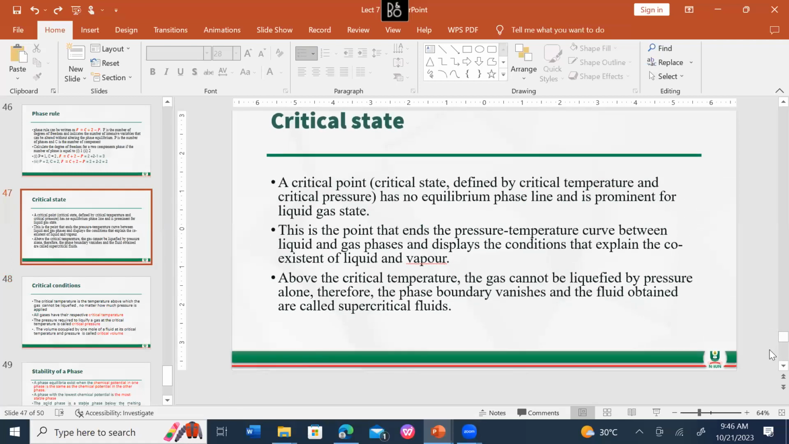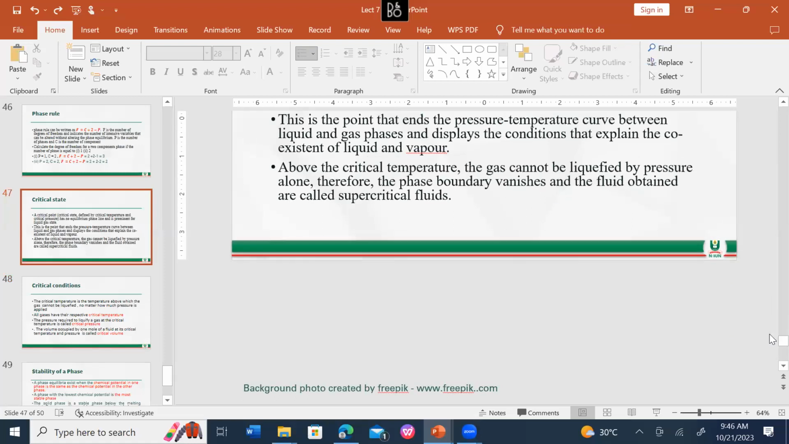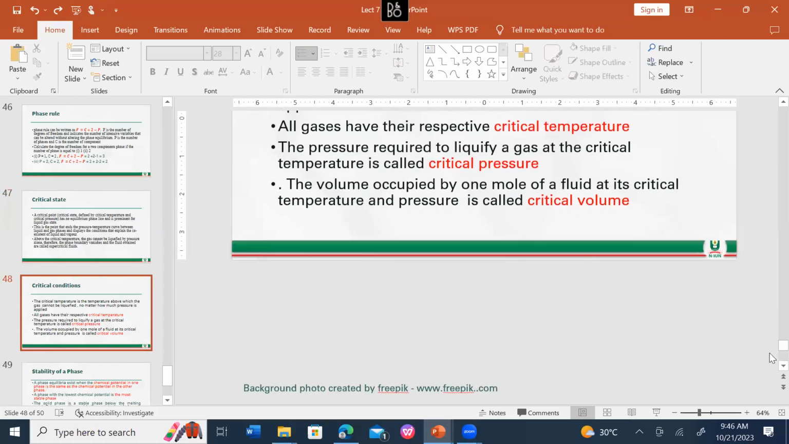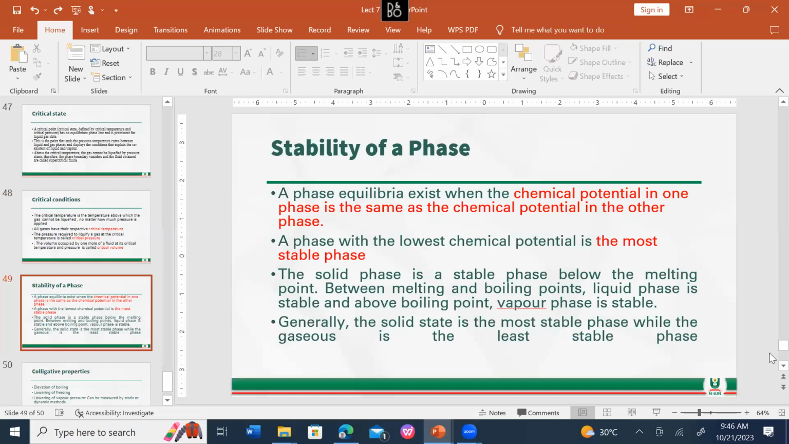So now, still on critical state, we can look at the stability of a phase. What makes a phase stable? A phase equilibrium is when the chemical potential in one phase is the same as the chemical potential in the other phase. So what establishes a phase to be stable is the chemical potential. A phase with the lowest chemical potential is the most stable state. And which one is that? Solid. If you have solid, liquid, and gas, which one will have the lowest chemical potential? The solid will have the lowest. So the solid phase is a stable phase below the melting point.